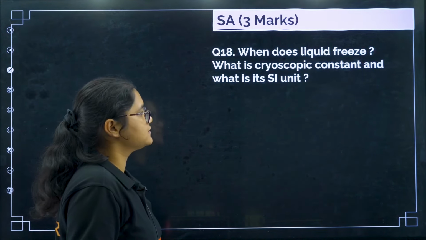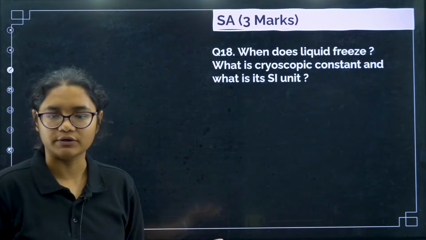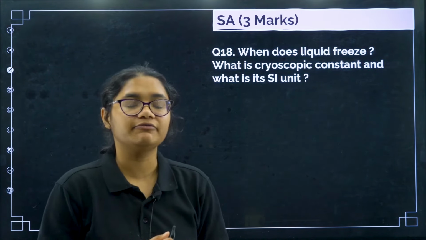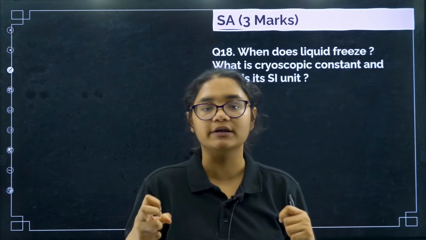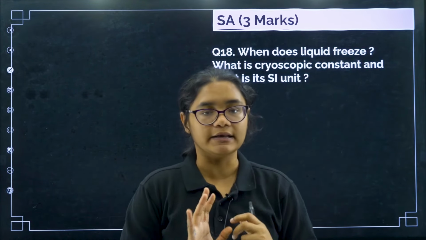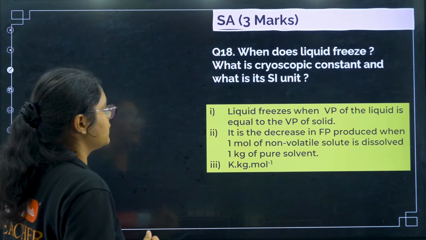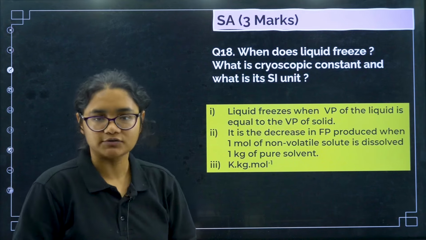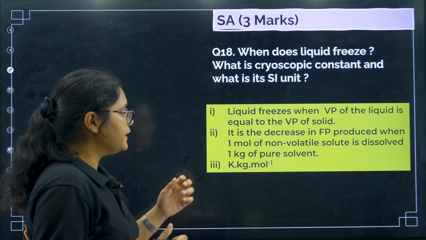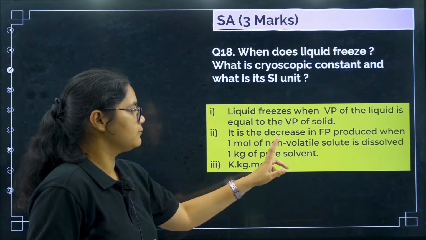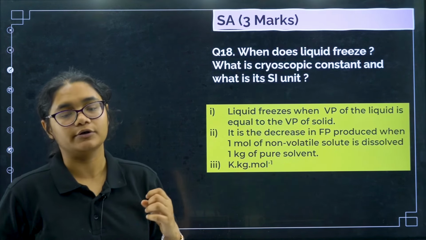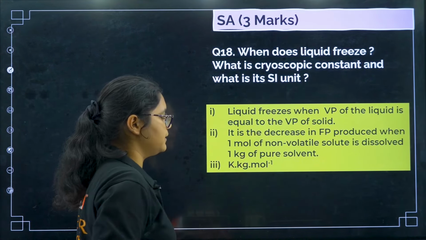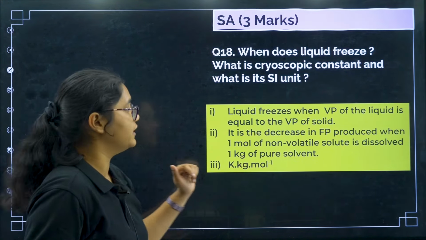Next, when does liquid freeze? What is cryoscopic constant and what is its unit? It is just similar to the previous question. So liquid will freeze when the vapor pressure of the solid is equal to the vapor pressure of the liquid. So it is the decrease in the freezing point produced when 1 mole of a non-volatile solute is added to 1 kg of a pure solvent. Next, the unit is same as Kb, K kg mol inverse.